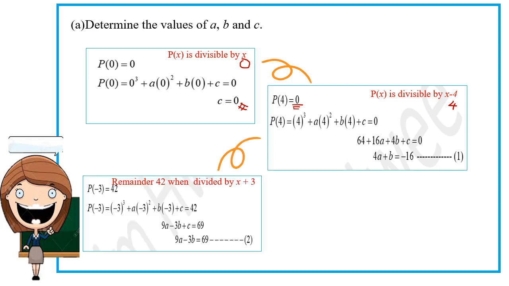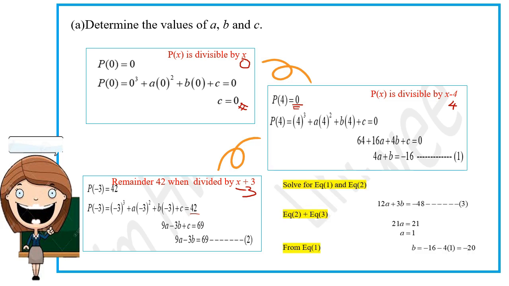Another piece of information is that the polynomial leaves a remainder of 42 when divided by x plus 3. For this case, the value of x that we can use is minus 3. So we substitute x equal to minus 3 into the polynomial to get the remainder of 42, and we can form another equation, that is equation 2: 9a minus 3b equal to 69. Okay, we solve equation 1 and equation 2, so we can easily find the value of a as 1 and b as negative 20.